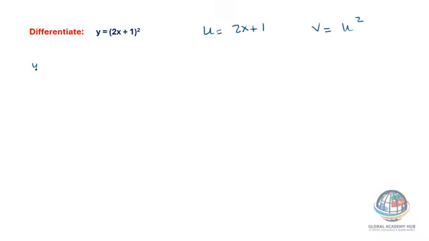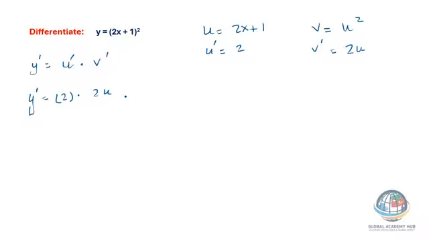And so to find y prime, I'm going to first have to differentiate u and multiply it by v differentiated. So if I differentiate u, I'm going to get just 2. If I differentiate v, so this is u prime. If I differentiate v, I'm going to get 2 times u to the first power, which is just 2u. So y prime then is going to be u prime, which is just 2, multiplied by v prime, which is 2u.